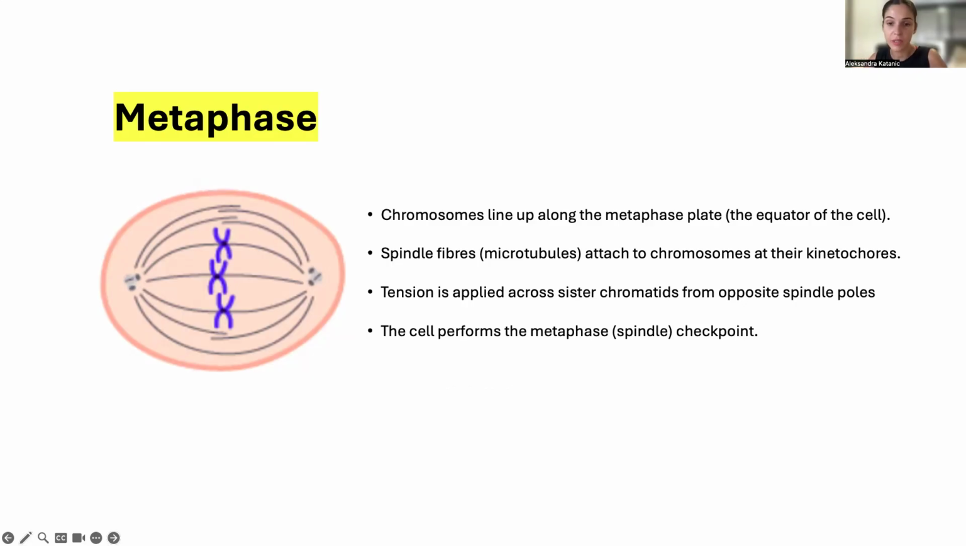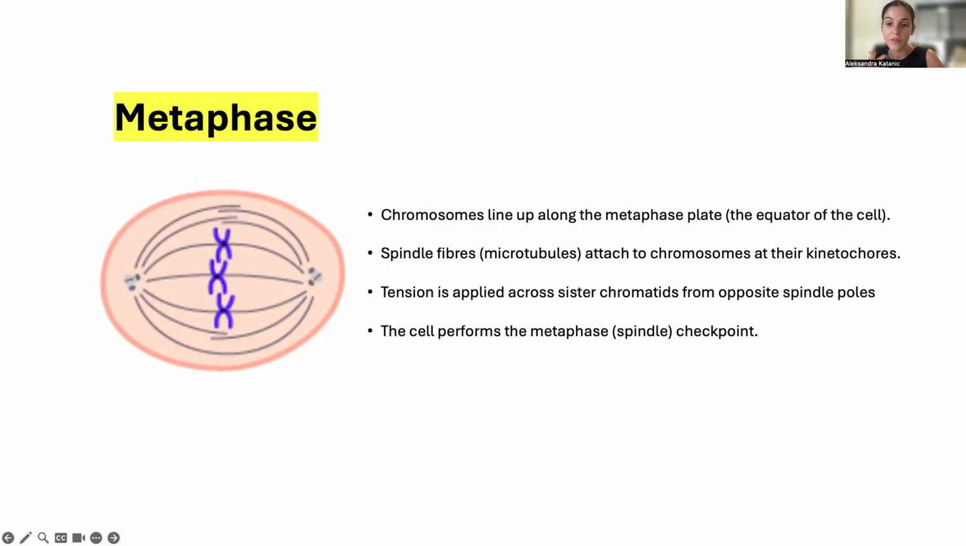The spindle fibers or the microtubules will attach to chromosomes at their kinetochores. This attachment provides the physical link needed for pulling the chromatids apart. Without the kinetochore attachment, the spindle couldn't generate force on the chromosomes. Tension is applied across sister chromatids from opposite spindle poles, and this tension acts as a mechanical check to confirm that each sister chromatid is connected to the correct pole. Proper tension is required to avoid chromosome missegregation.